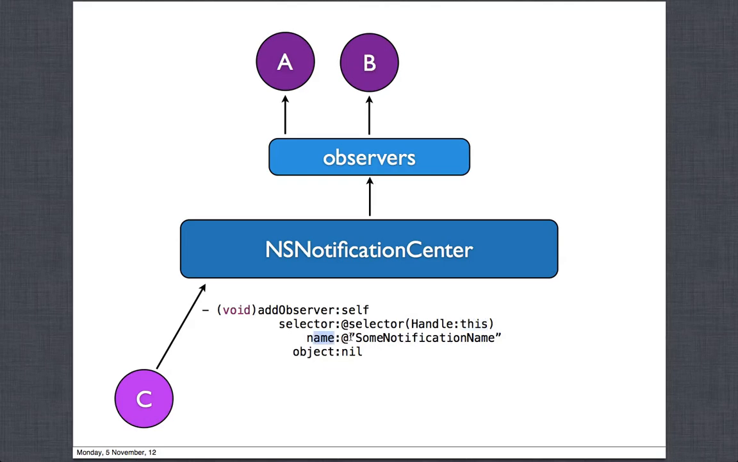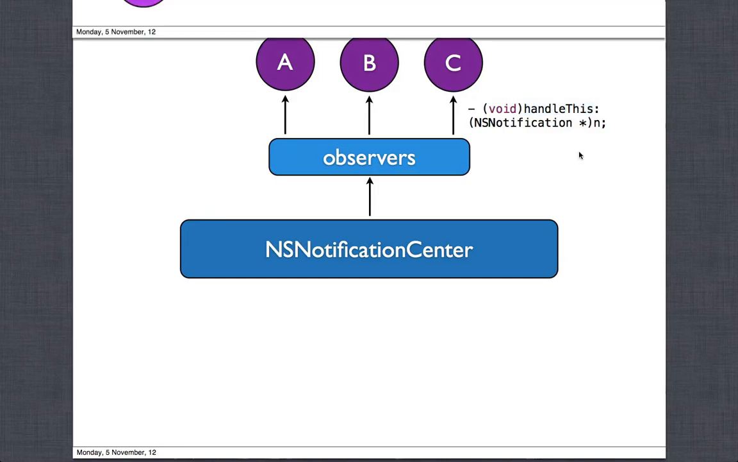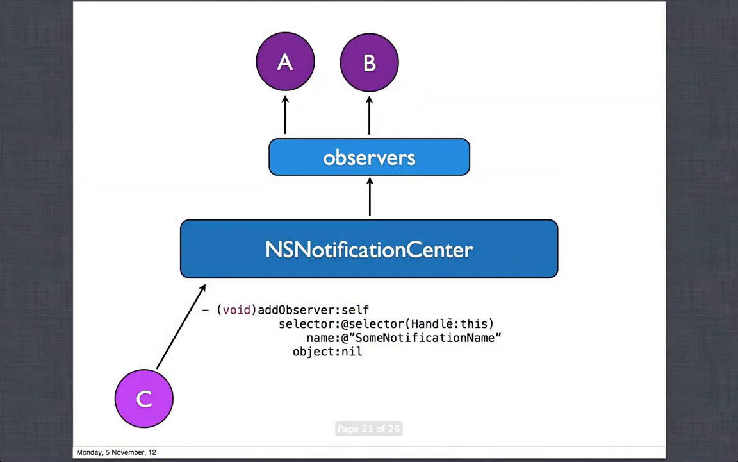The name of the notification I want to observe as the C object is some notification name. This is a string. And I say the object is nil, and I'm going to explain what it means. So when I call that method, the C object is now one of the observers, and this handle this. Yeah, I made a mistake here. Of course, this should be handleThis, together.